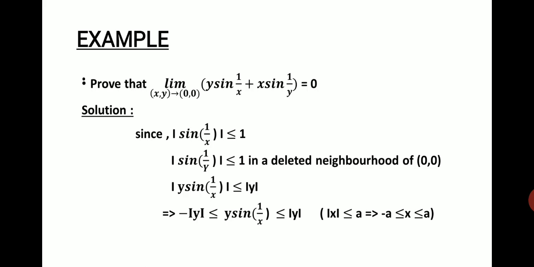Since mod ab is equal to mod a mod b, mod y mod sin 1 upon x is mod y sin 1 upon x. So next, this implies mod y sin 1 upon x is less than or equal to mod y, which implies minus mod y is less than or equal to y sin 1 upon x, which is less than or equal to mod y. We use mod x less than or equal to a implies minus a less than or equal to x less than or equal to a. Apply this.